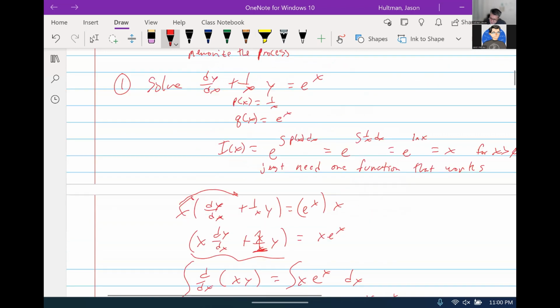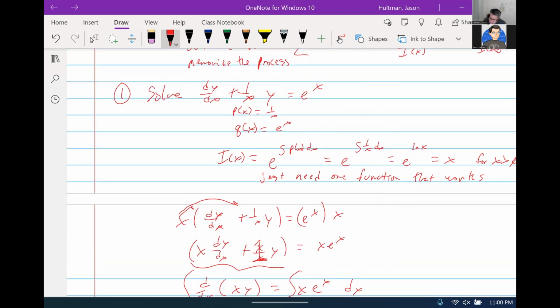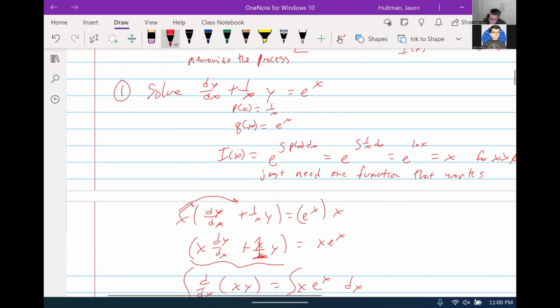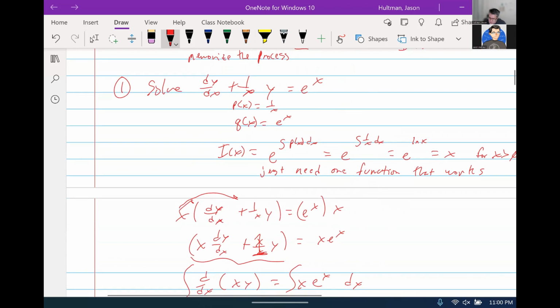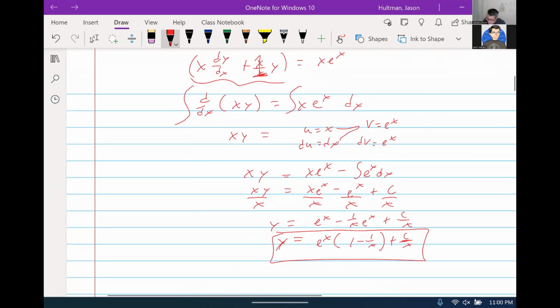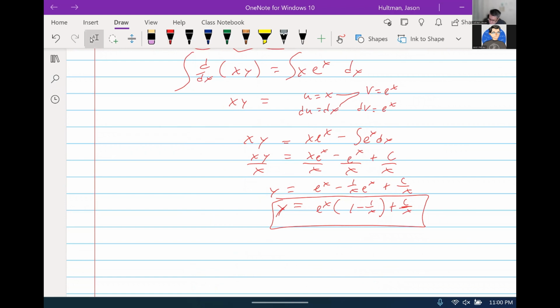Okay, but that is my solution to that linear differential equation: solve dy dx equals 1 plus x y is equal to e to the x. Now, could you check that? Absolutely, you could check that. You could take the derivative of this thing. I might want to take the derivative of the function right above it. But if I take y prime, that should equal e to the x.